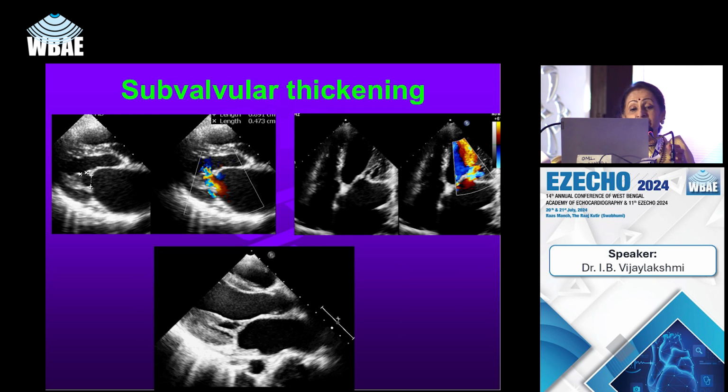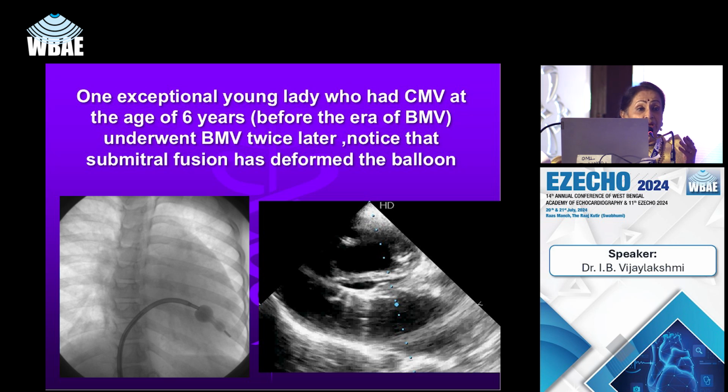Then pressure half time is very important. Hatle's method calculates the functional orifice. It is useful because it gives information on both valvular as well as subvalvular involvement. In the Indian subcontinent, the subvalvular fusion is very, very important in our country. For any intervention, that has to be looked for. So whenever there is MS with atrial fibrillation, we have to be careful.